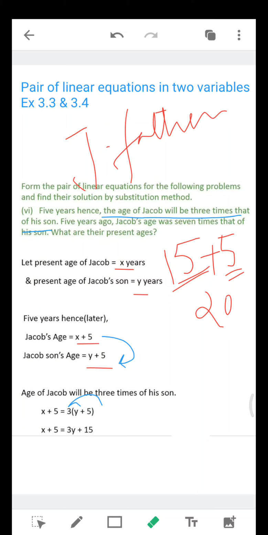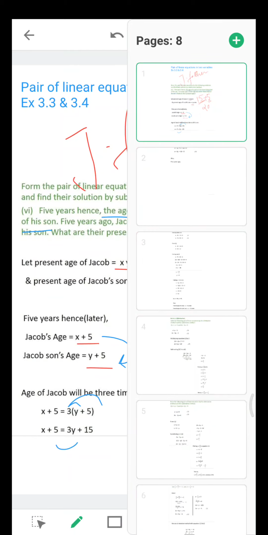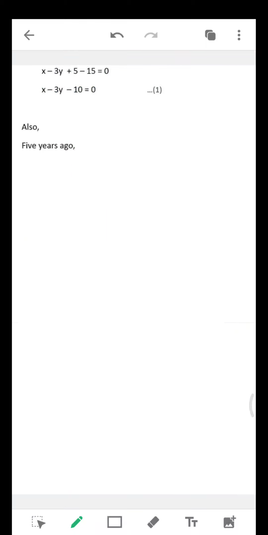This is not the standard form of equation, so I'll shift this 3y to the left and 15 to the left. I'll try to make this standard. So I'll take all the terms on the left, 3y also came to the left and 15 also came to the left, and x minus 3y minus 10, this is our first equation.